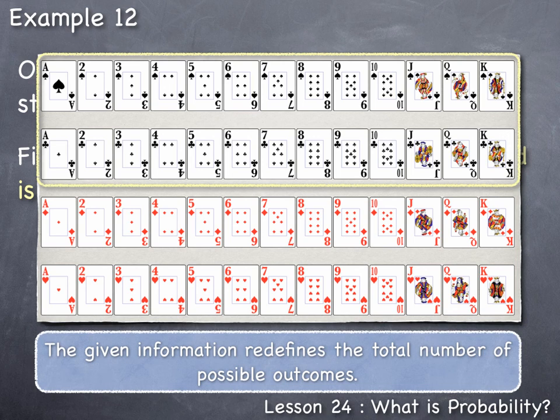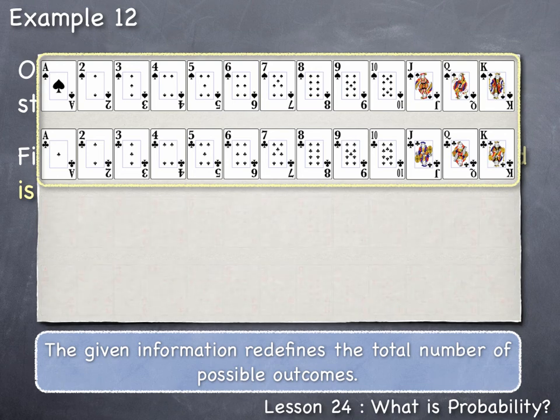So the given information redefines the total number of possible outcomes. So instead of calculating the probability out of the total of 52 cards, we're going to calculate this given probability out of the 26 black cards, because that's what we know to be true. So, given the 26 black cards, we can now calculate the probability.